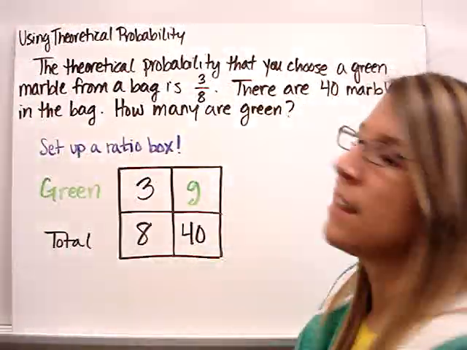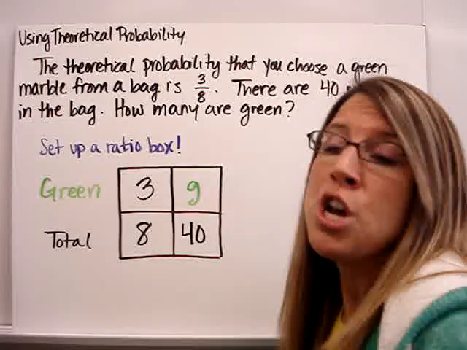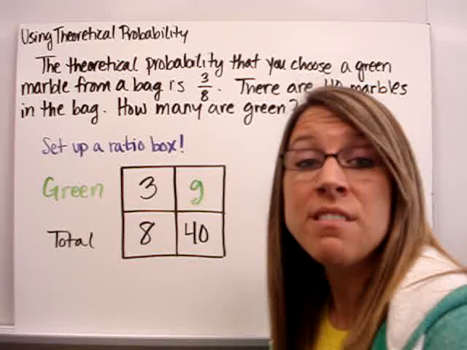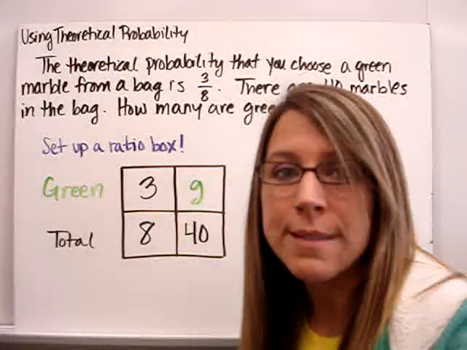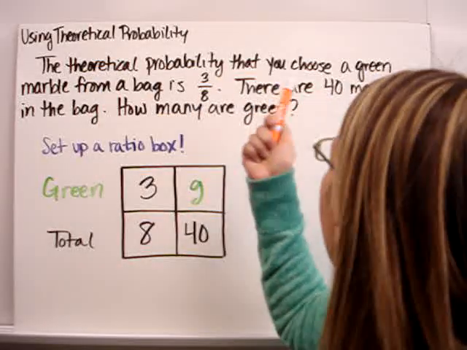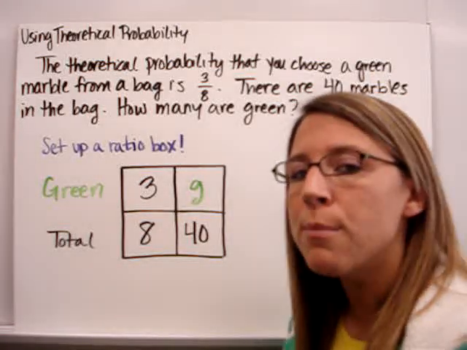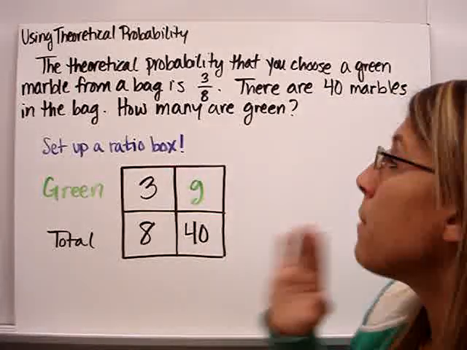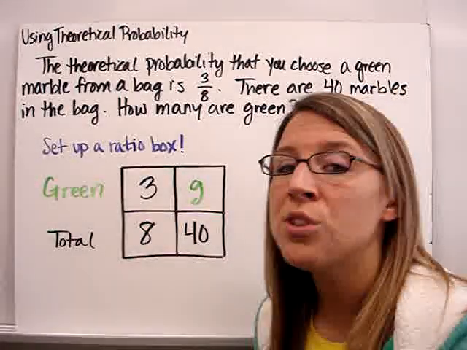How about using theoretical probability? Because sometimes you're going to have to find the probability. Other times you're going to be given the probability and you're going to be asked to use it. So the theoretical probability that you choose a green marble from a bag is 3/8. There are 40 marbles in the bag. So how many are green?